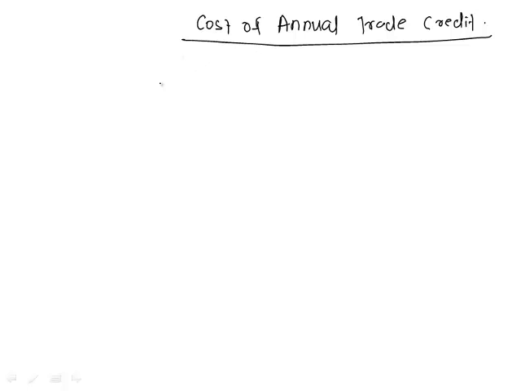You might see a question on the exam which will give you data like this. Let's say 2 by 10 net 100, find out the cost of annual trade credit. So first we will have to understand what is the meaning of 2 by 10 net 100. What it means is that if you make the payment within 10 days, you will get a cash discount of 2%, else the entire amount has to be paid back on day 100.